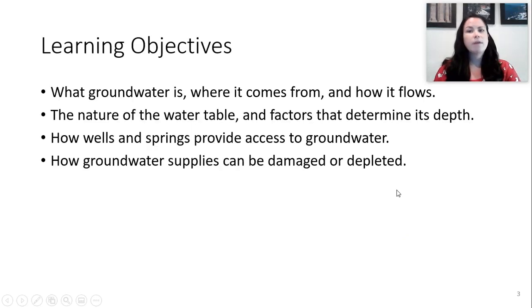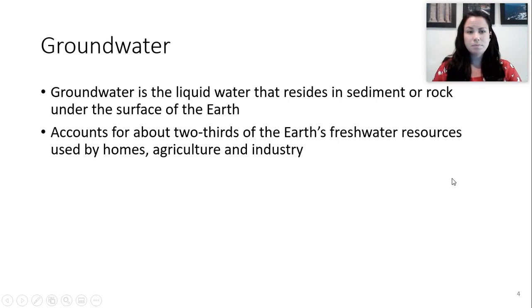So some of the things we're going to cover in today's topic is, well, what's groundwater? Where does it come from and how does it flow? The nature of the water table and factors that determine its depth, how wells and springs provide access to groundwater, and how groundwater supplies can be damaged or depleted.